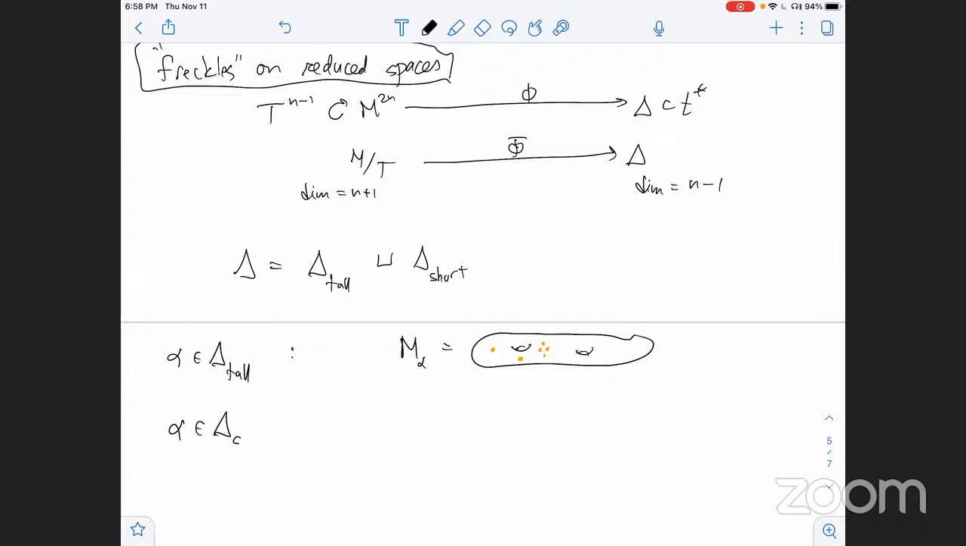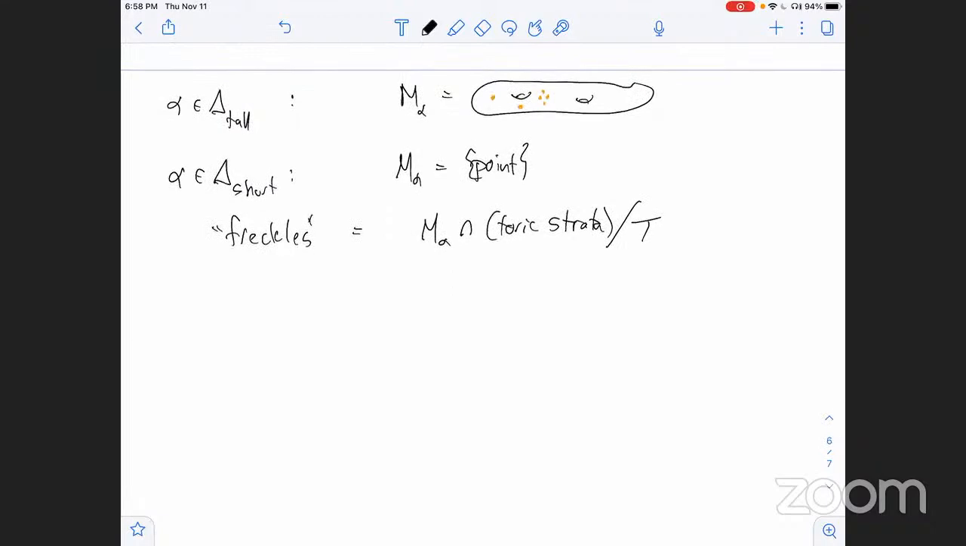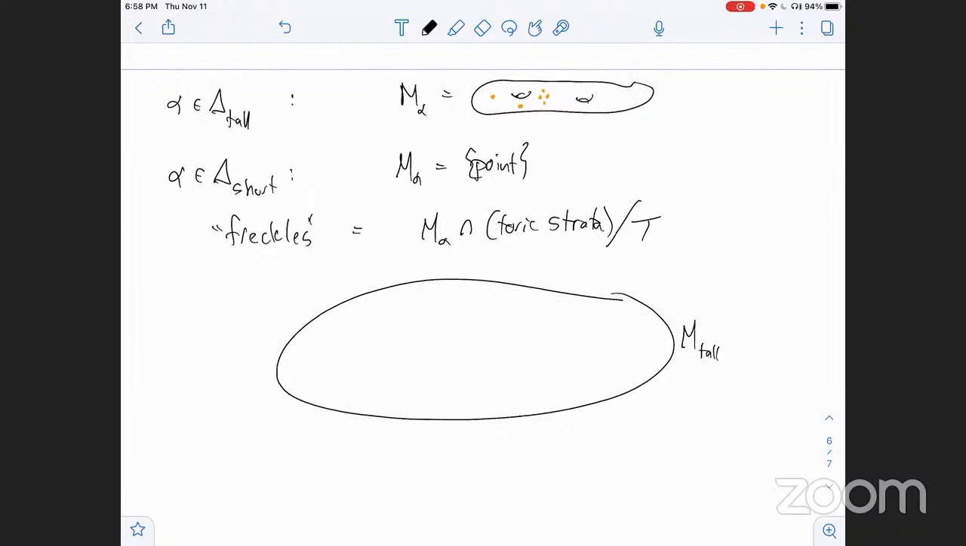Then for the short case, by definition, these are the ones where the reduced space is a point. And the freckles are just the reduced space intersected with the toric strata inside the geometric quotient. So let me draw a little picture here. Here's the geometric quotient, but I'm going to just focus on the tall piece.